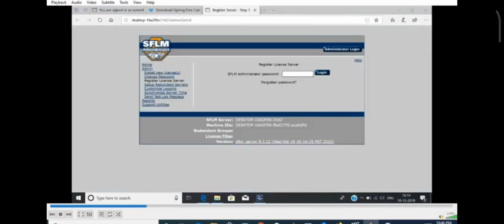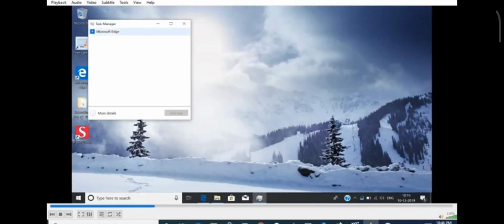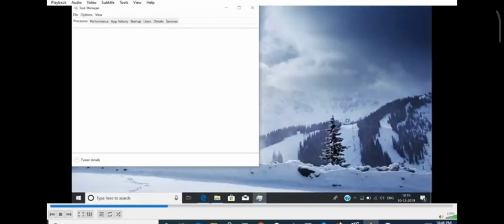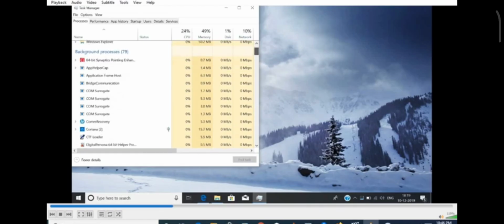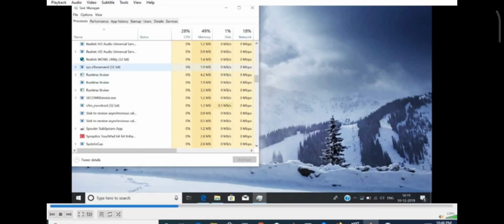The next step, you have to open the task manager and search for the rpc.sflm file. Simply search for the rpc.sflm file, right click on it and stop or end task. Close the task manager.